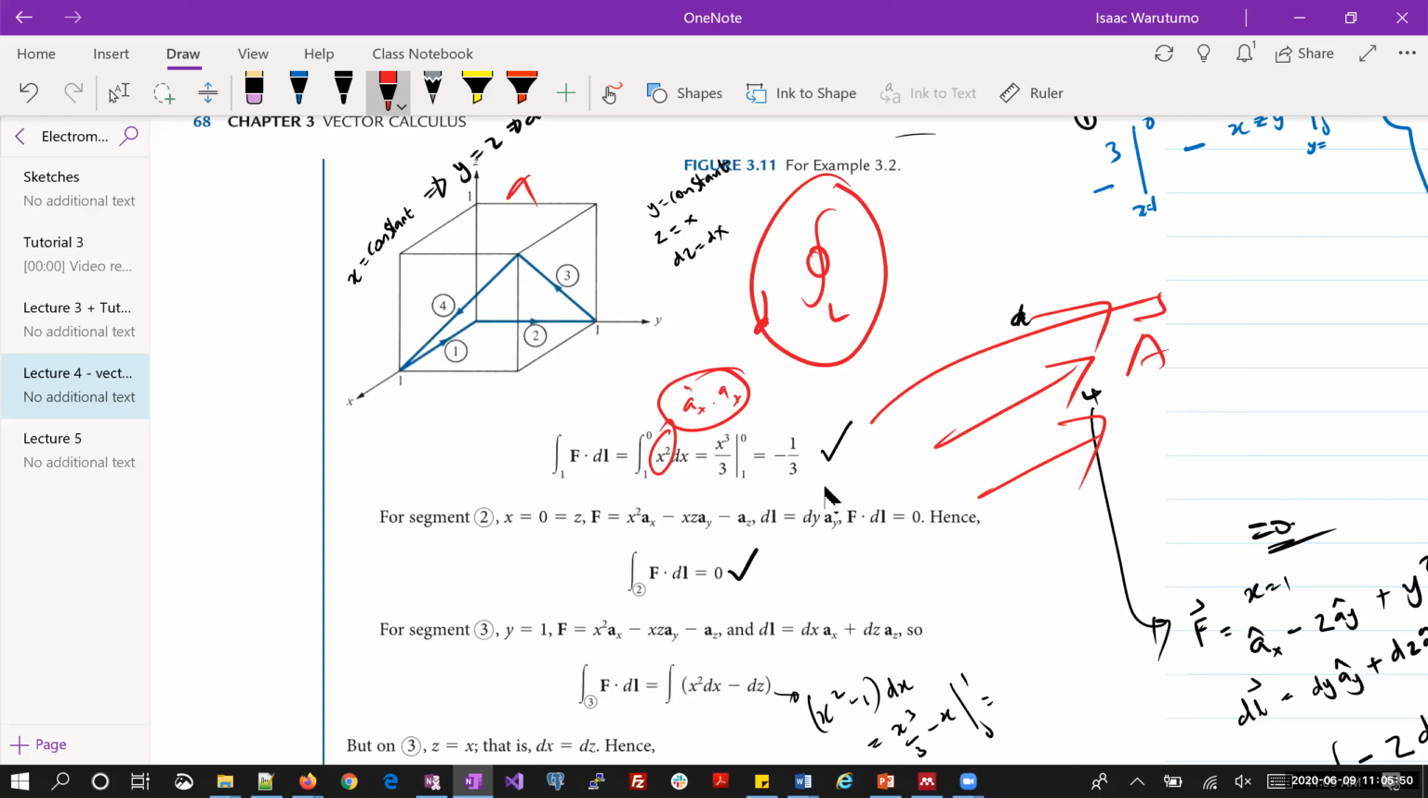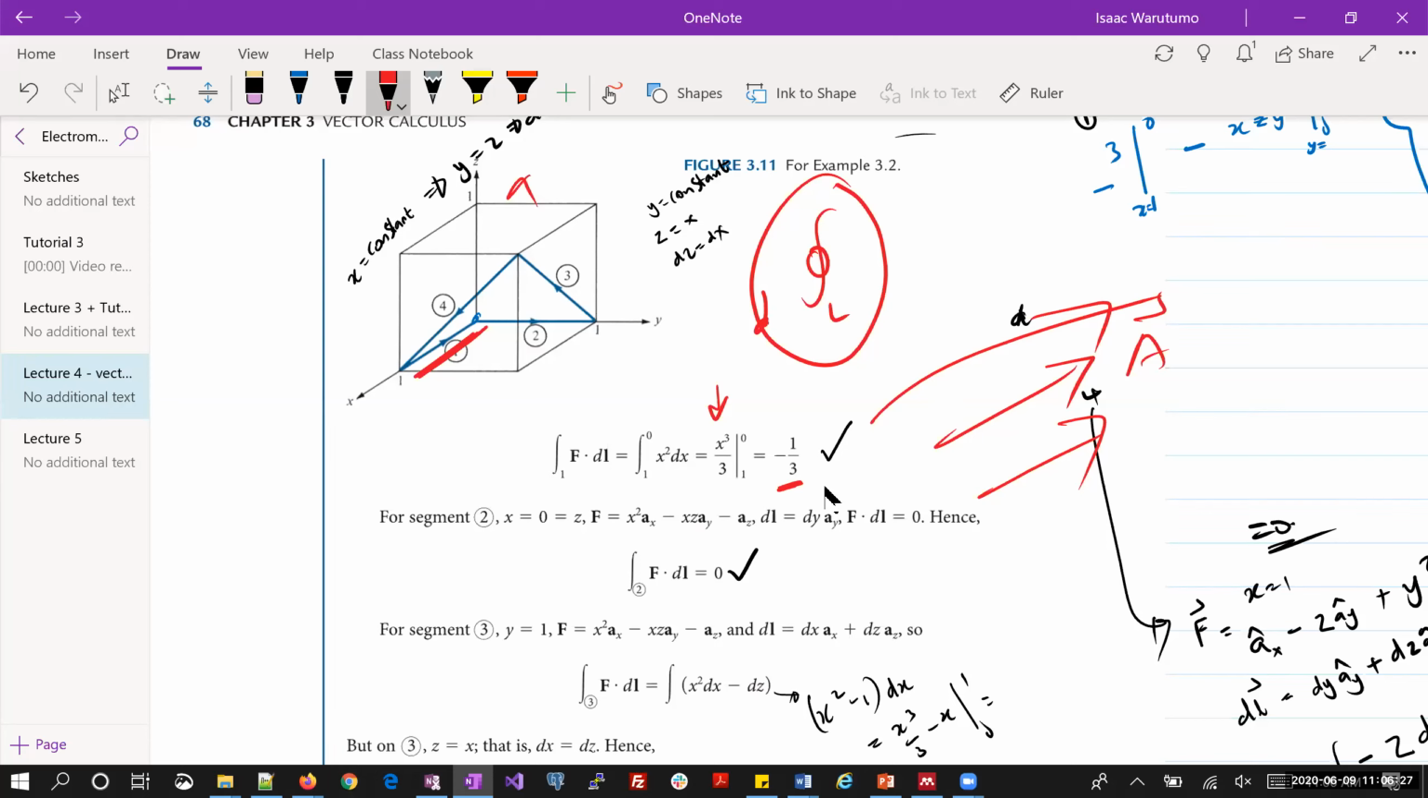And now we are left with dx. So we are going to be doing the integral from 1 to 0 of the obvious integral that we know, which is x squared dx. When you integrate, it becomes x cubed over 3, and with the limits given it becomes minus 1 over 3. So that is the first one, along path 1.